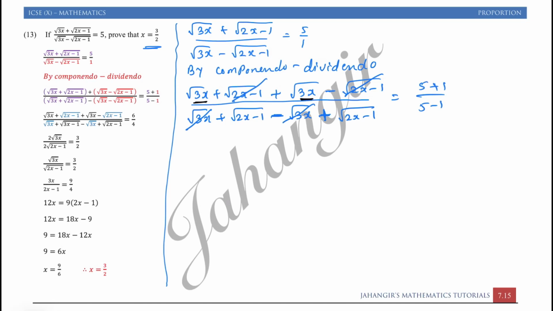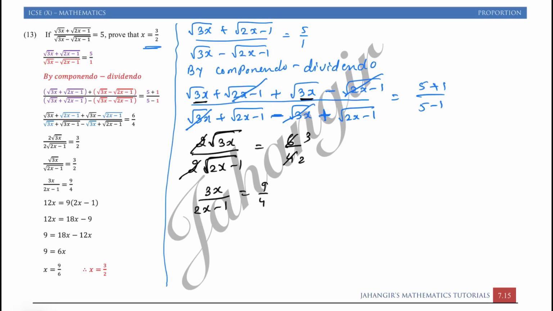Root 3x plus root 3x is 2 root 3x upon 2 root 2x minus 1. 2 and 2 will get cancelled. This is 6 upon 4, 5 plus 1 is 6, 5 minus 1 is 4, that is 3 by 2. Now again we will square on both sides. Squaring on both sides will give you 3x, here the root will go, here also the root we can remove. 2x minus 1, that is 9 by 4.